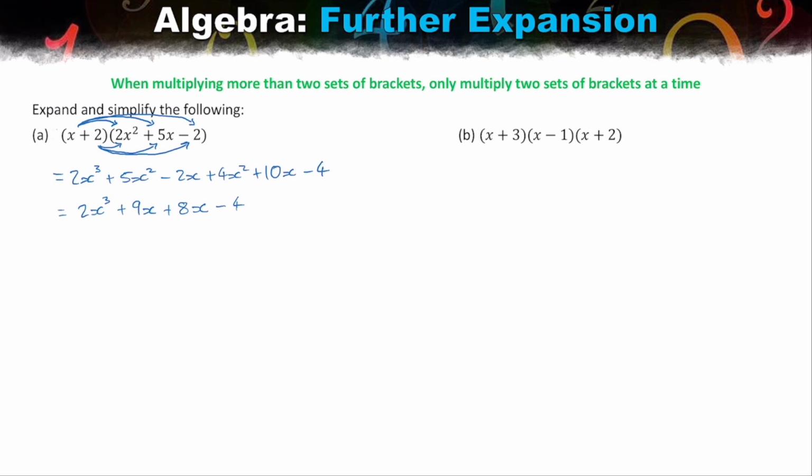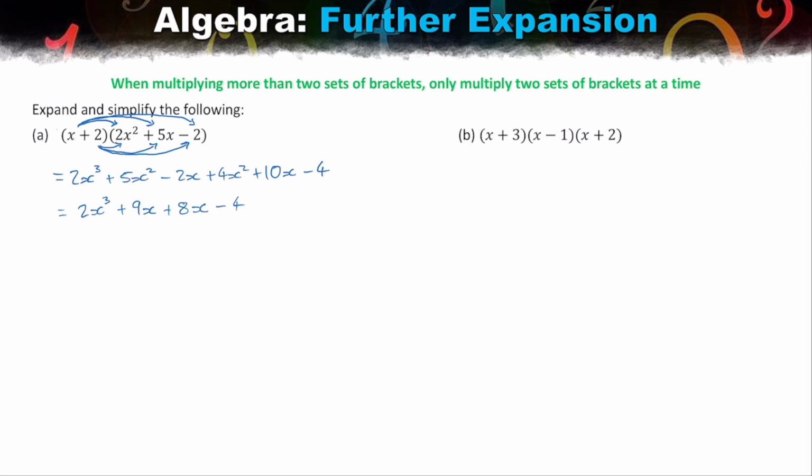Okay? Now that's what happens when we're multiplying two sets of brackets together. However, sometimes we're trying to multiply more than two sets of brackets with each other. And essentially what we have to remember here, and I've kind of got the rule already written here in green, is we can only ever multiply two sets of brackets together at a time.